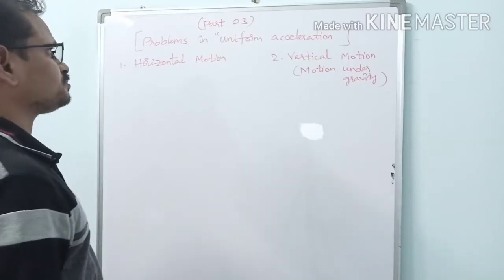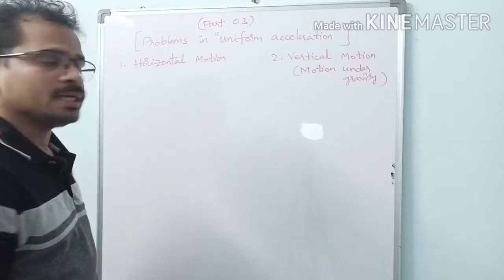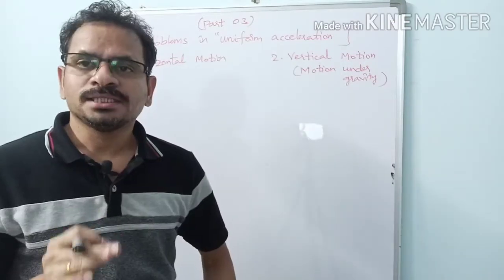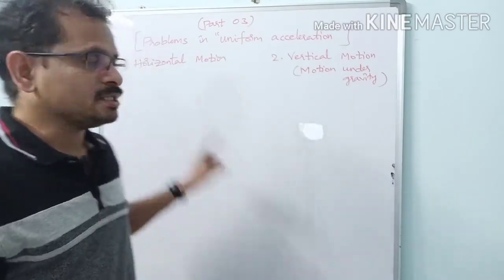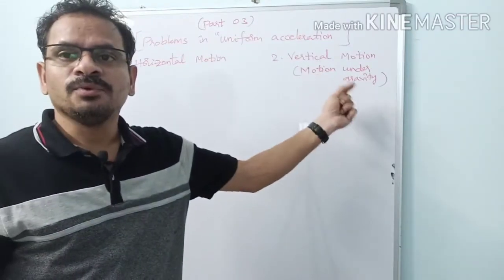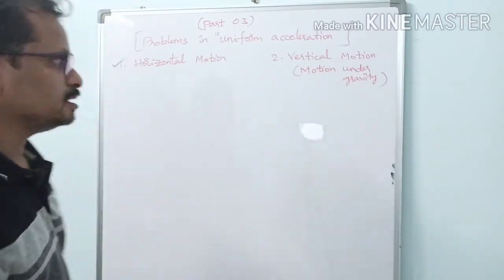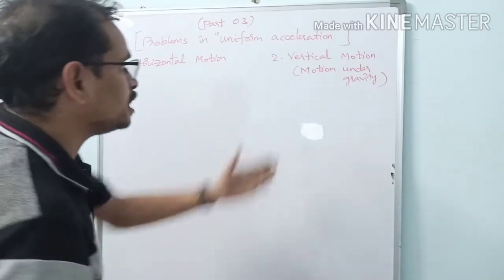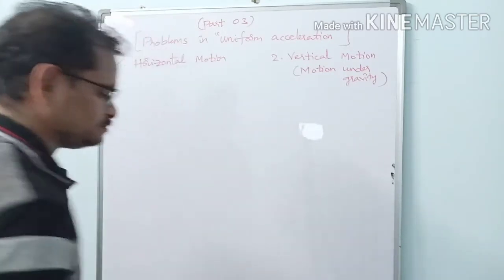So first, in this video, let us do problems on horizontal motion. There is no influence of the gravitational force of the earth in this case, but in vertical motion the bodies move under the influence of the gravitational force of earth. In the next video, I will give problems on vertical motion.